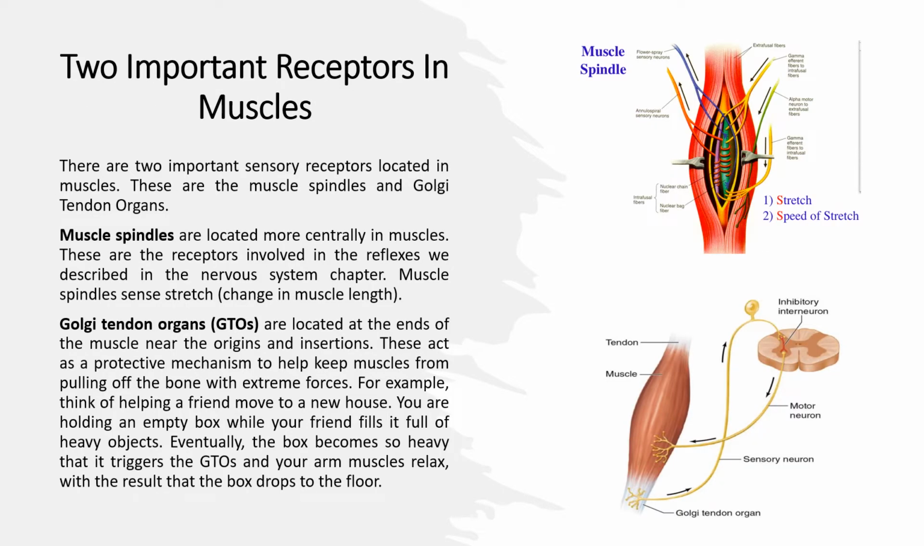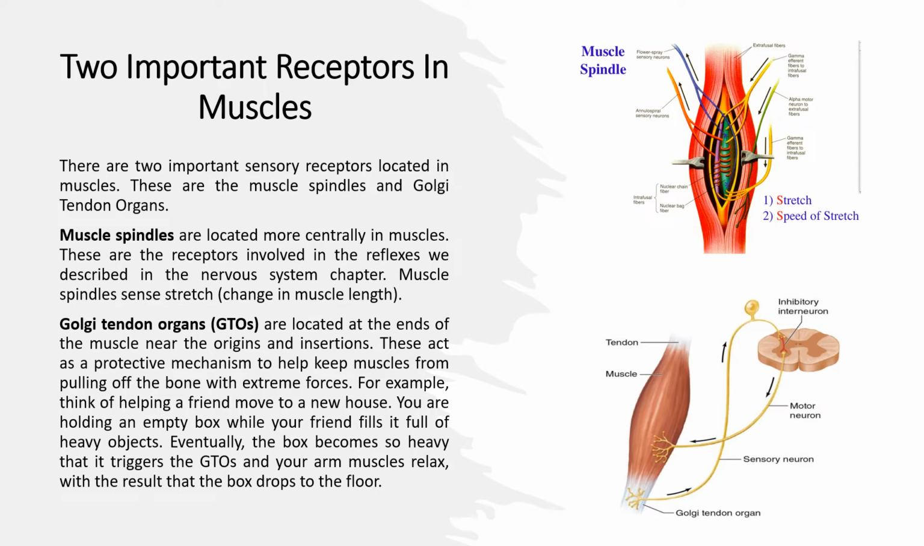There are two important sensory receptors located in muscles. These are the muscle spindles and the Golgi tendon organs. Muscle spindles are located more centrally in muscles. These are the receptors involved in the reflexes we described in the nervous system chapter. Muscle spindles sense stretch, which is the change in muscle length.